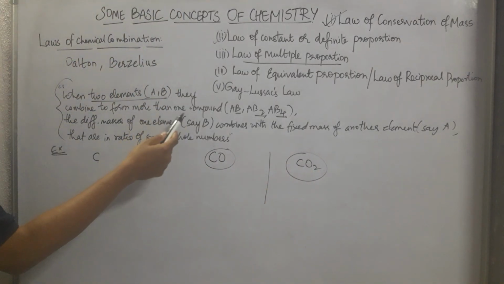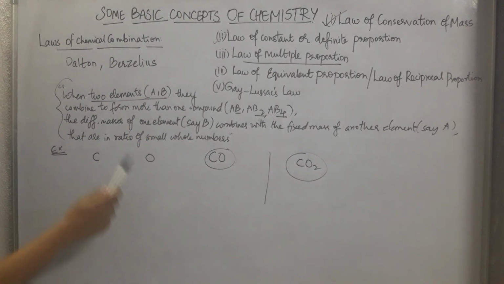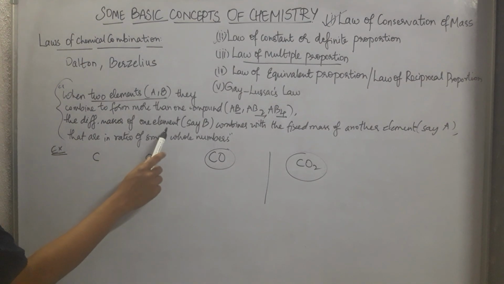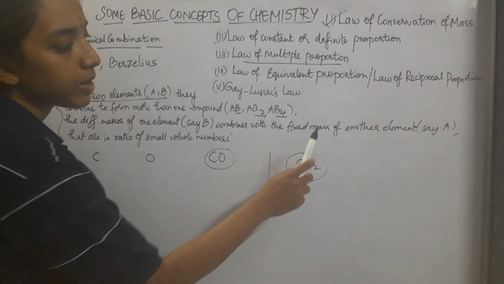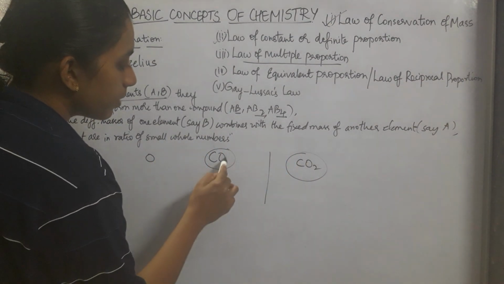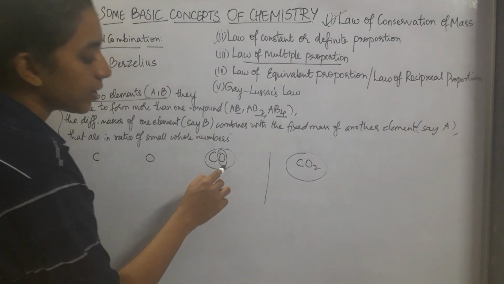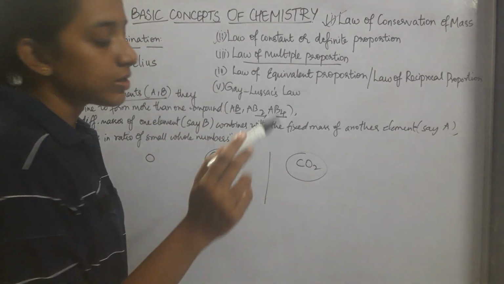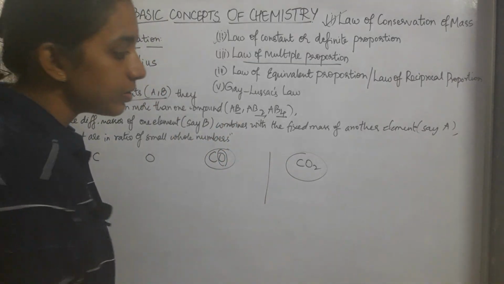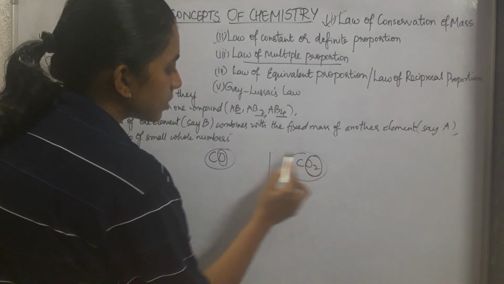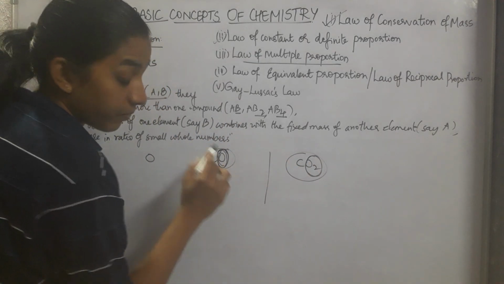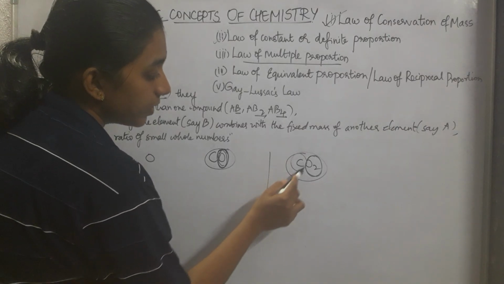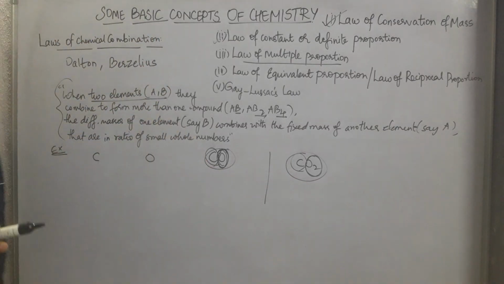Two elements combine to give more than one compound. Different masses of one element combine with the fixed mass of another element. In carbon monoxide, one oxygen is combining with one carbon. In carbon dioxide, two oxygens are combining with one carbon. This means different masses of one element are combining with the fixed mass of another element.